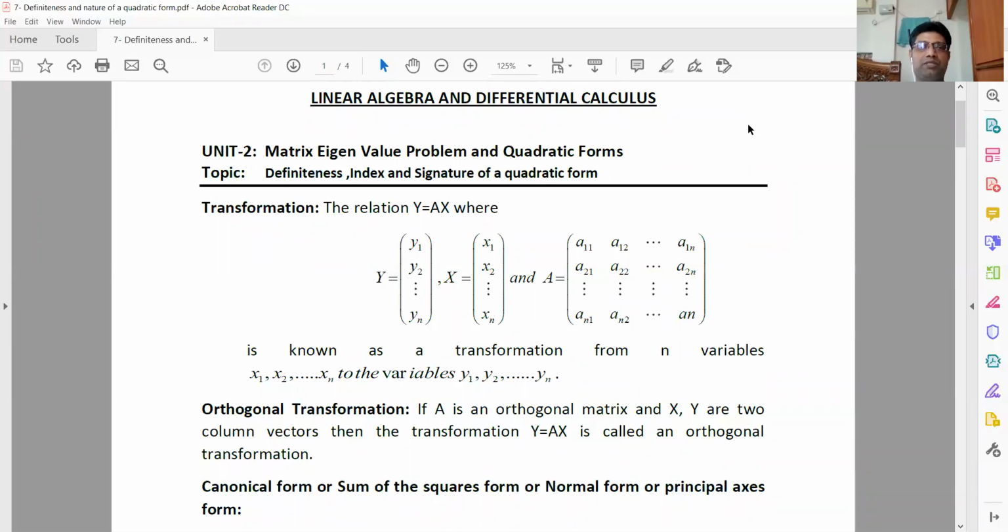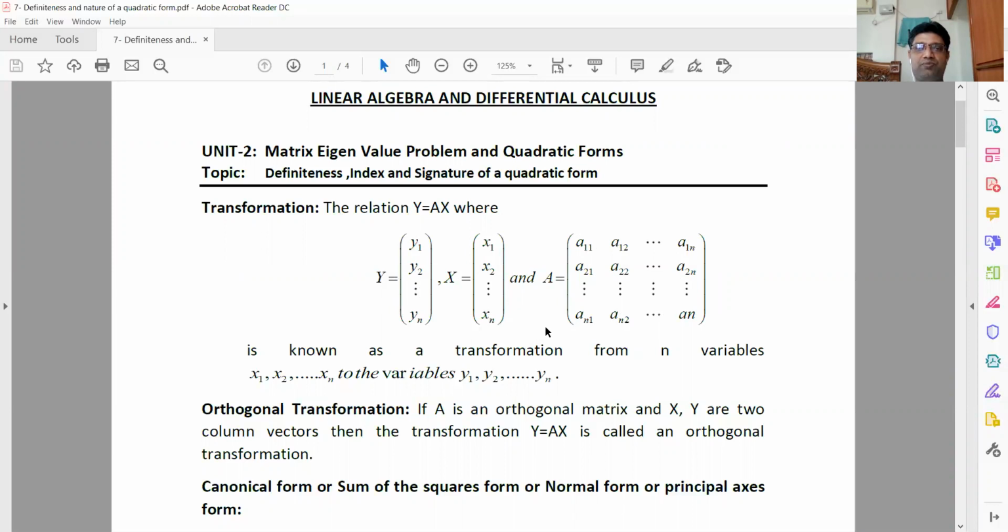So first we will see what is meant by transformation here. The relation y equals Ax, where y equals y1, y2 and so on yn, a column vector, x equals x1, x2 and so on xn, another column vector, and A equals the matrix with rows a11, a12 and so on a1n, a21, a22 and so on a2n, an1, an2 and so on ann, is known as a transformation.